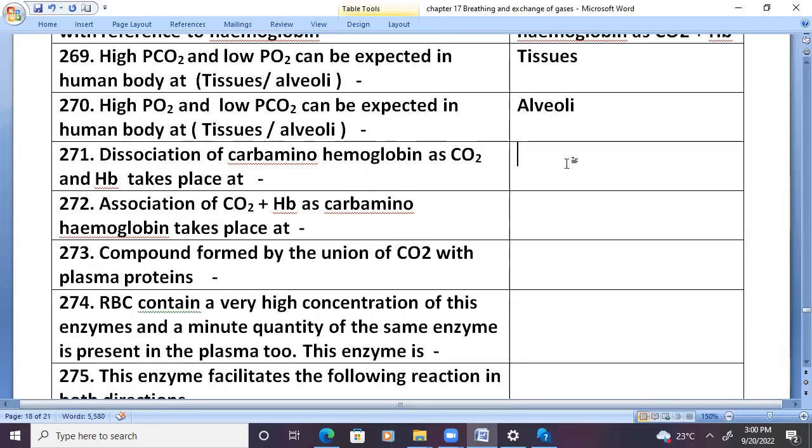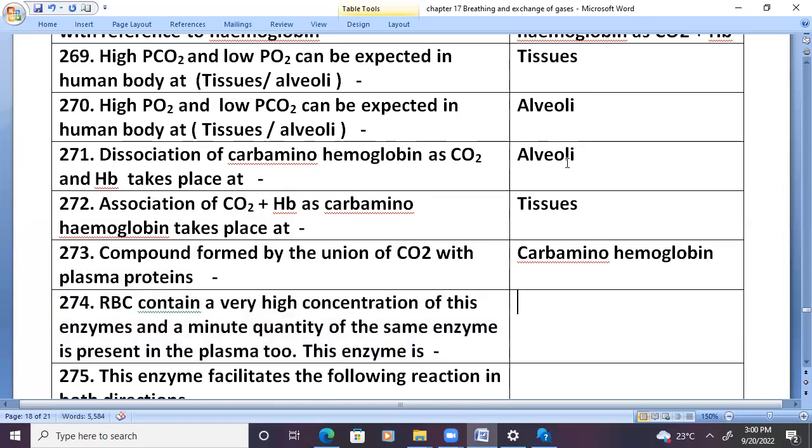Dissociation of carbamino hemoglobin as carbon dioxide and hemoglobin takes place at alveoli. Association of carbon dioxide and hemoglobin as carbamino hemoglobin takes place at tissues where high carbon dioxide is present. Compound formed by the union of carbon dioxide with plasma proteins: carbamino hemoglobin.